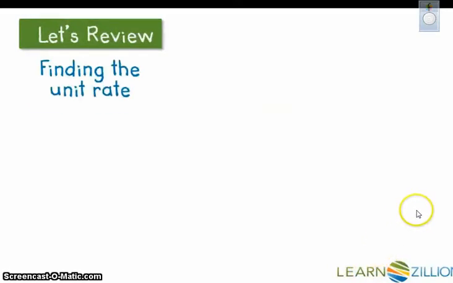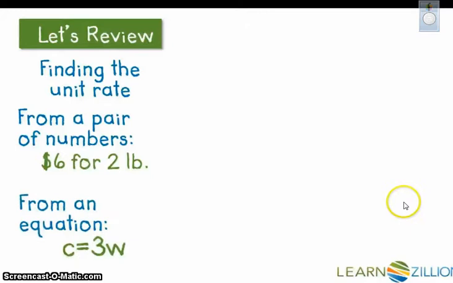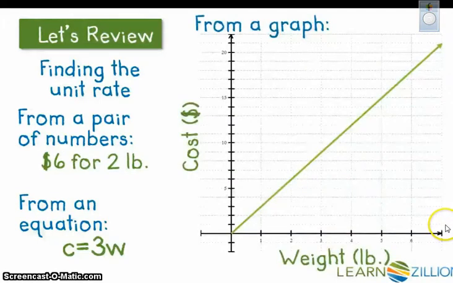Let's review what we know about finding a unit rate. We know that if you have a pair of numbers, like $6 for 2 pounds, you can divide and get $3 per pound. We know that from an equation for a proportional relationship like C equals 3W, the number in the equation is the unit rate, so 3 here would be the unit rate. And we know several ways to find the unit rate from a graph. One of the easiest, when it's possible, is simply to find 1 on the x-axis. In this case, 1 pound corresponds to $3, so the unit rate is $3 per pound.